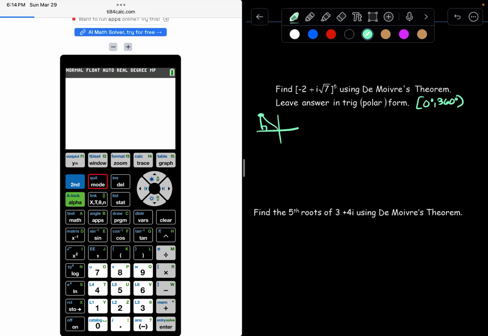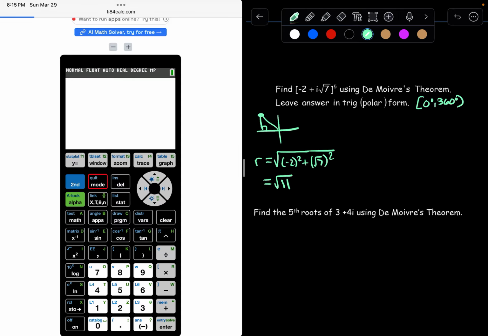We are in quadrant 2, so we go back -2, up root 7. To find the radius, we'll use the Pythagorean theorem. So I end up with (-2) squared plus the square root of 7 squared. And when we do this, we get 4 plus 7, so we have root 11 as the radius. Even though we're using the calculator, please always leave these exact. Don't type in the square root of 11 and use the 3 decimal approximation. If you can keep it exact, leave it exact. We want to be as exact as possible, okay?